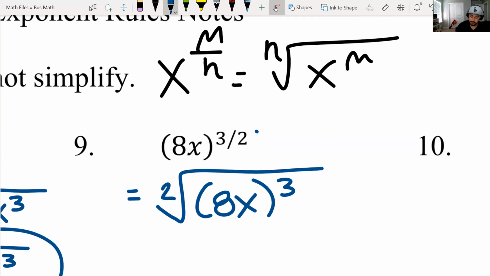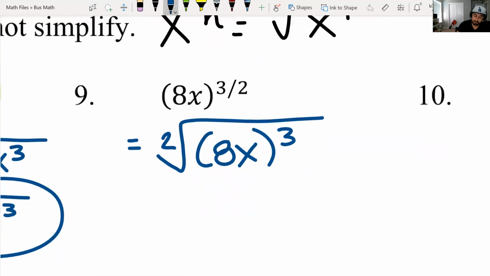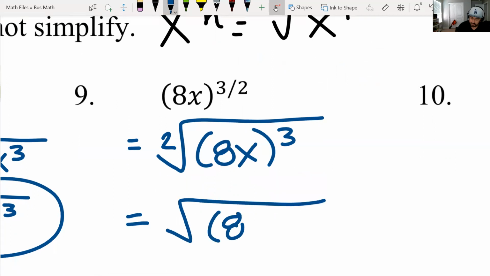That's how this works. And again, I will rewrite it one more time because since it's a square root, we don't need that 2 there. And this becomes a square root of 8x cubed.